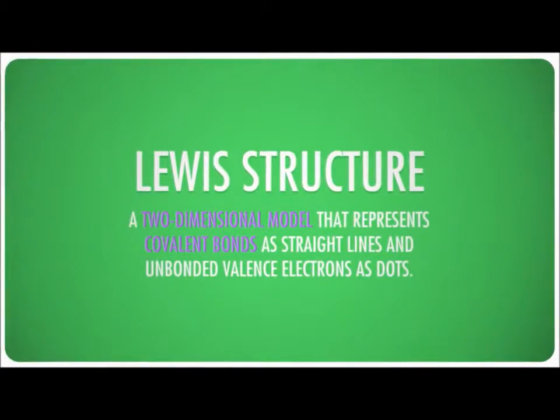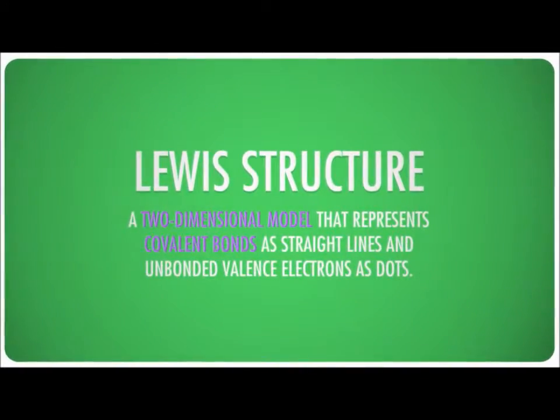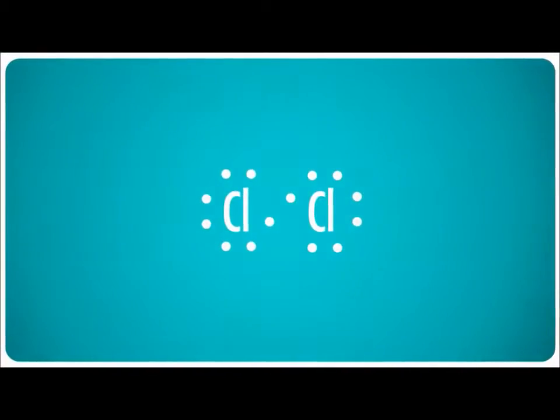A Lewis structure is a two-dimensional model that represents covalent bonds as straight lines and unbonded valence electrons, those in the outermost energy level of an atom, as dots. Inner electrons aren't shown at all, and although it was developed to explain covalent bonds, it also works for ionic bonds. In Lewis structures, bonds are formed by pairs of valence electrons called bonding pairs in the space between two atoms. Pairs of electrons that are attached to only one atom are known as lone pairs.